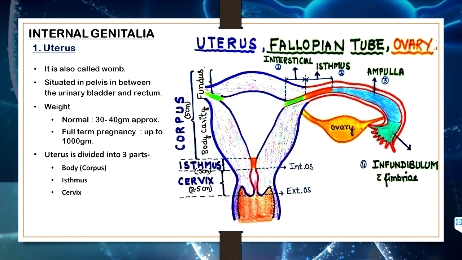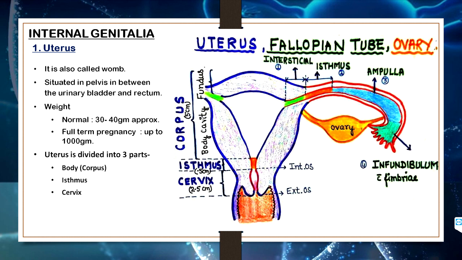Next, in the next slide, we will discuss the uterus. As you can see in the diagram, the uterus, also called the womb, is situated in the pelvic cavity. This question has been asked: whether the uterus is situated in the pelvic cavity or the abdominal cavity. The right answer is the pelvic cavity. And it is situated between the urinary bladder in front and the rectum behind. So the uterus is placed between the urinary bladder and the rectum.